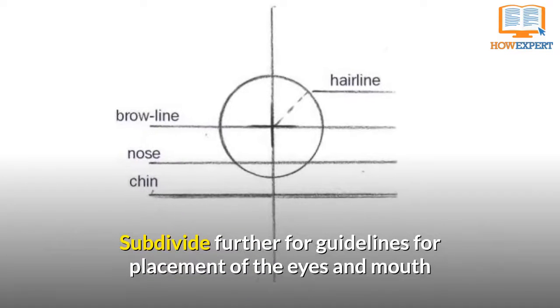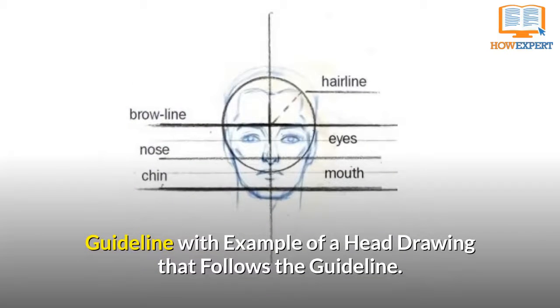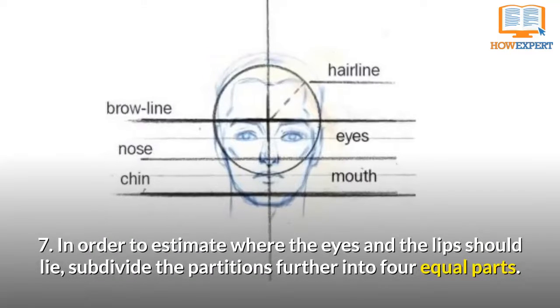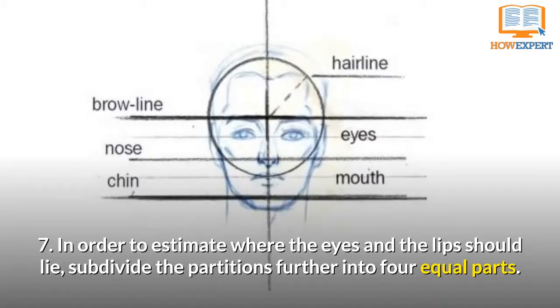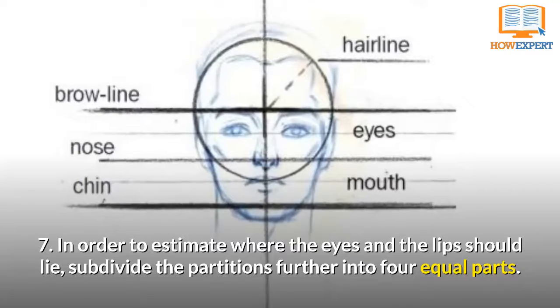Subdivide further for guidelines for placement of the eyes and mouth. Guideline with example of a head drawing that follows the guideline. In order to estimate where the eyes and the lips should lie, subdivide the partitions further into 4 equal parts.